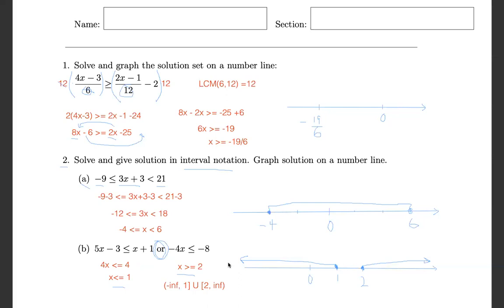So that's my solution. On the very left-hand side, negative infinity is waiting. So how do I write this interval? I write from negative infinity up to 1. On the right-hand side, positive infinity is waiting, so I write from 2 up to infinity. That's for those two.